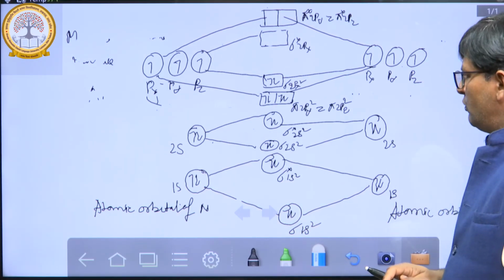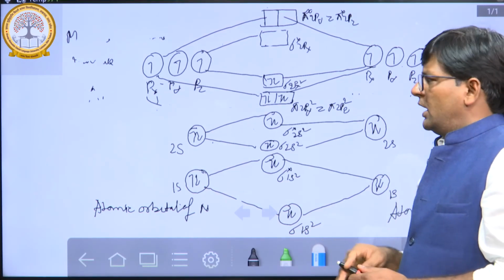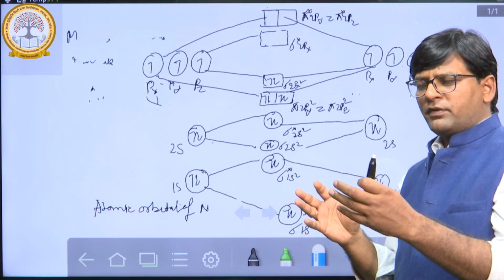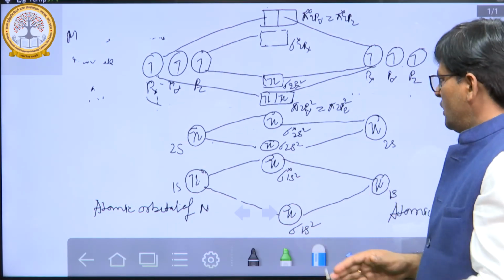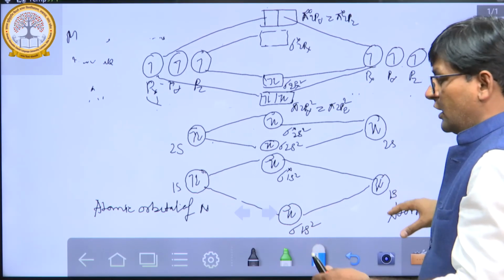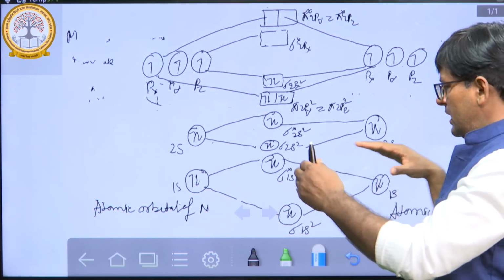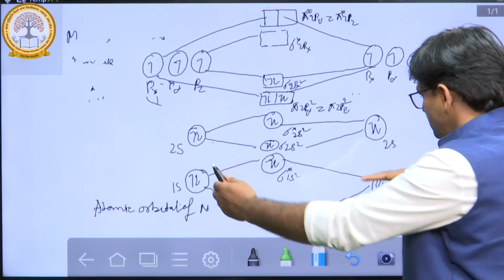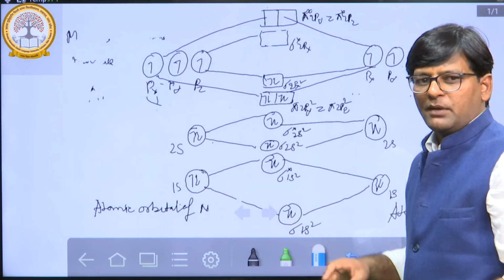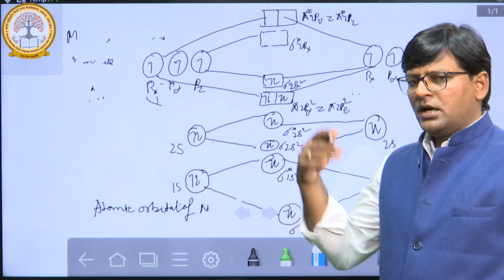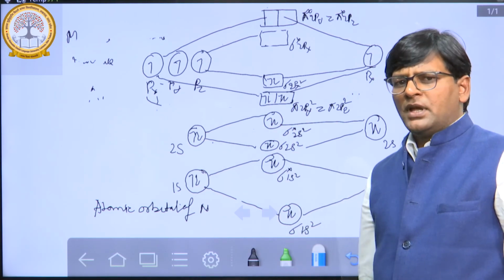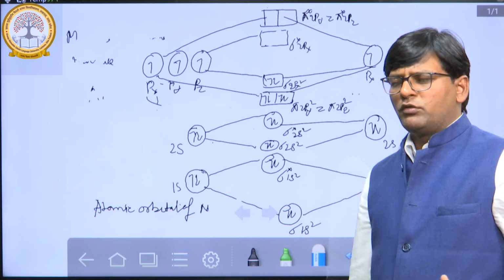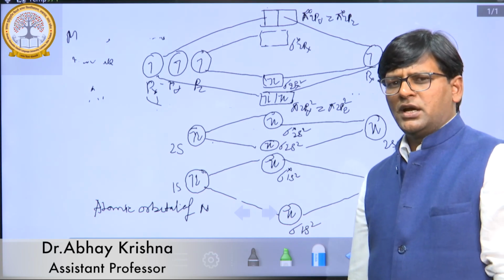Suppose you write the diagram of a heteronuclear diatomic molecule, where the electronegativity difference of both atoms is different. You can write the atomic orbitals according to electronegativity. That is, the more electronegative atom's orbital is slightly lower than the other atomic orbital. I will discuss the molecular orbital diagram for heteronuclear diatomic molecules in the next lecture.